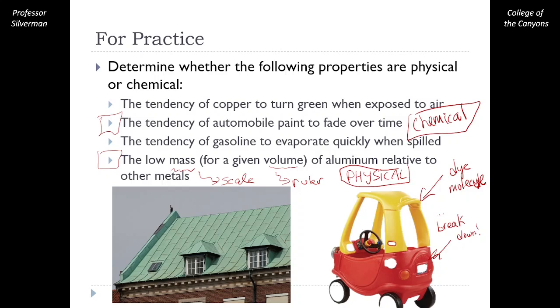We have two more practice problems on this slide. Pause the video, take a moment, try to write down some answers.